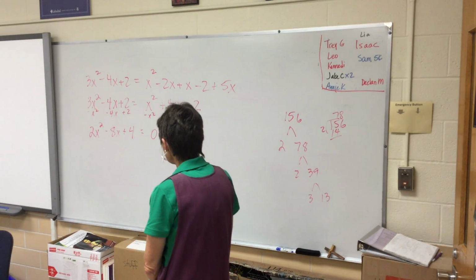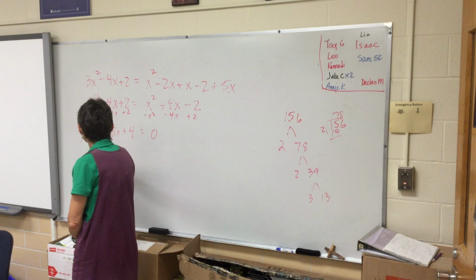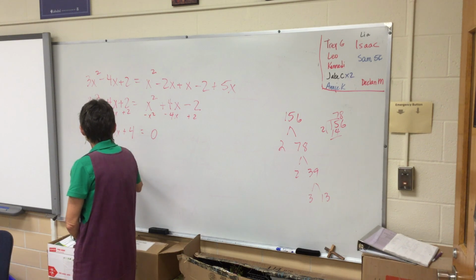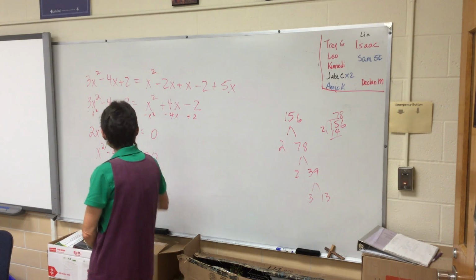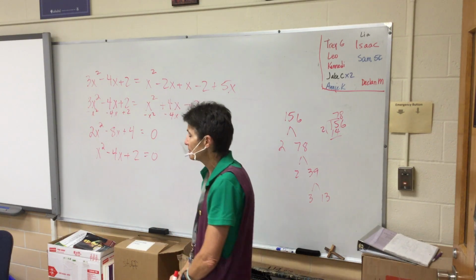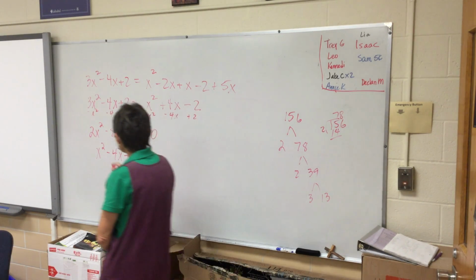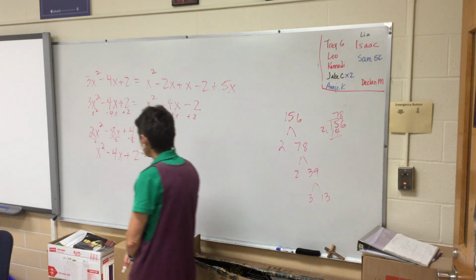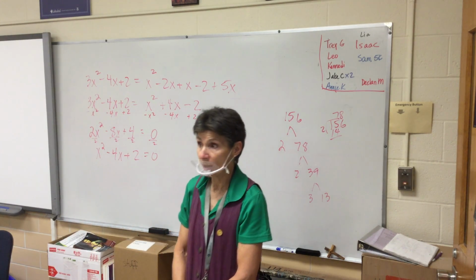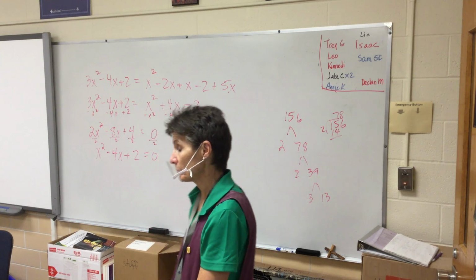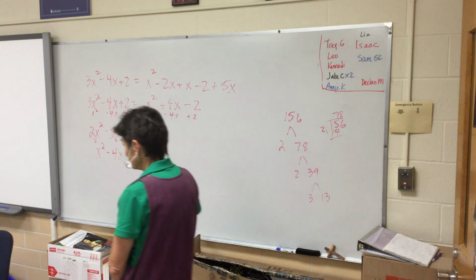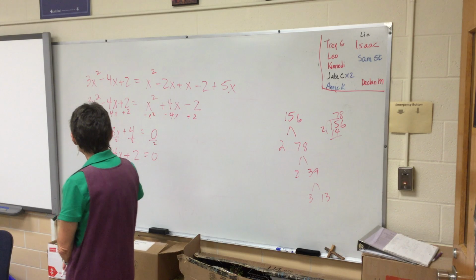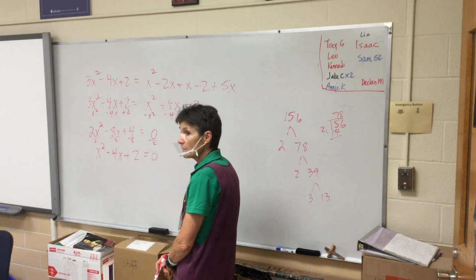Actually, could I divide everything by 2? I do not have to do this. I don't have to divide everything by 2, but since everything is divisible by 2, I might as well, because that gives me smaller numbers. Okay?